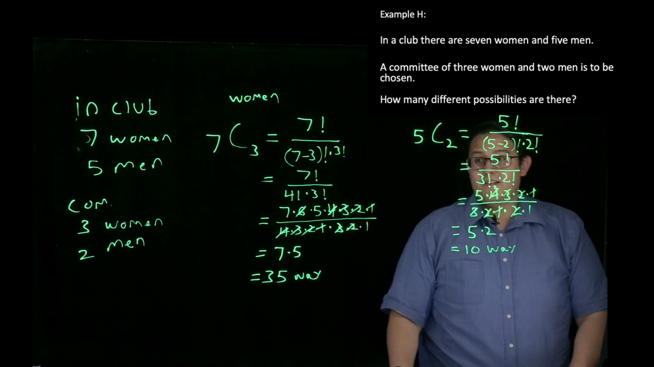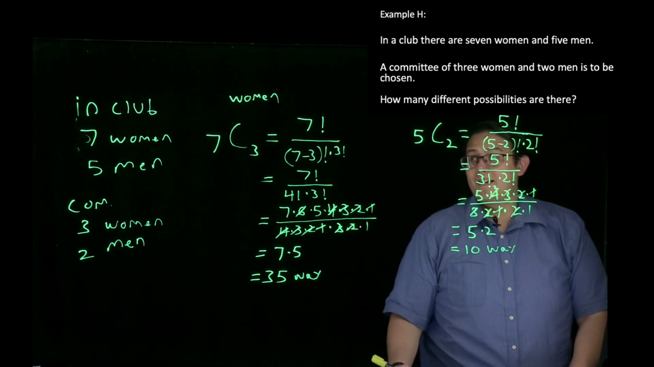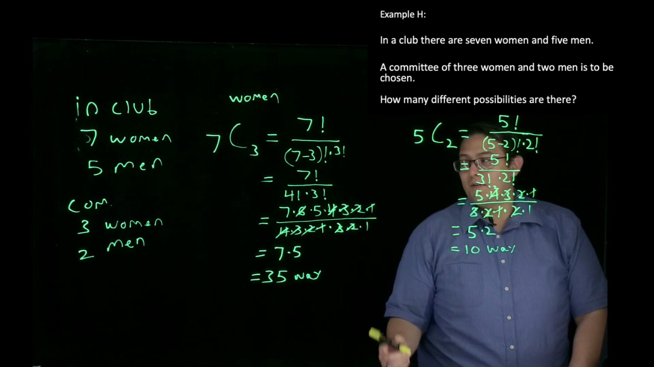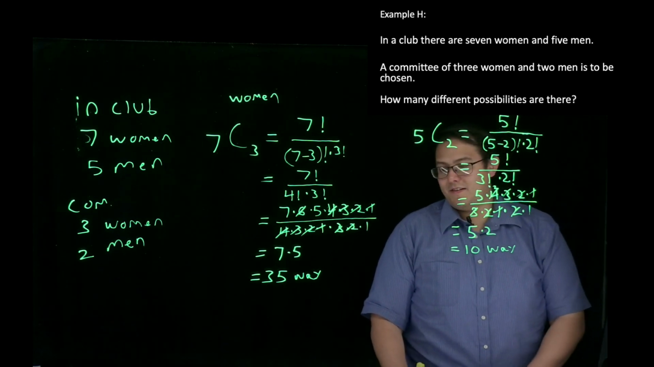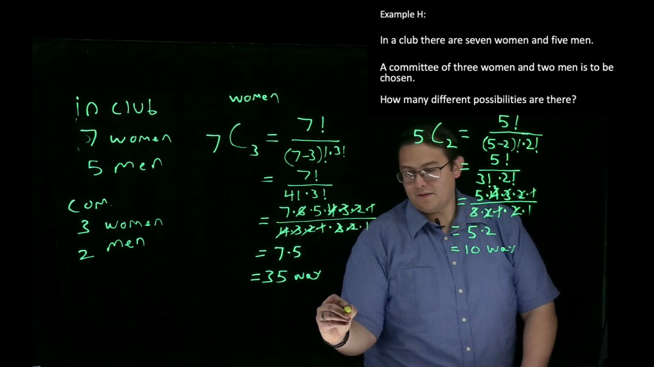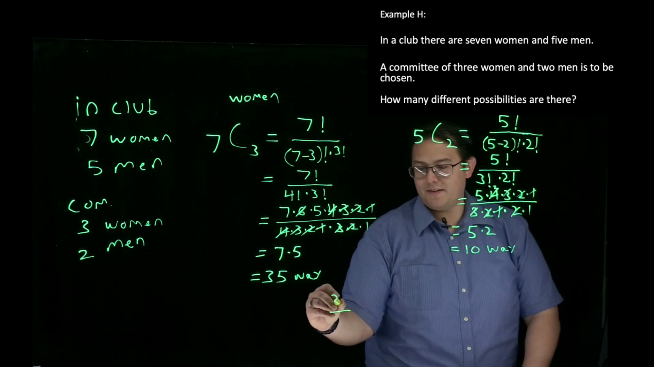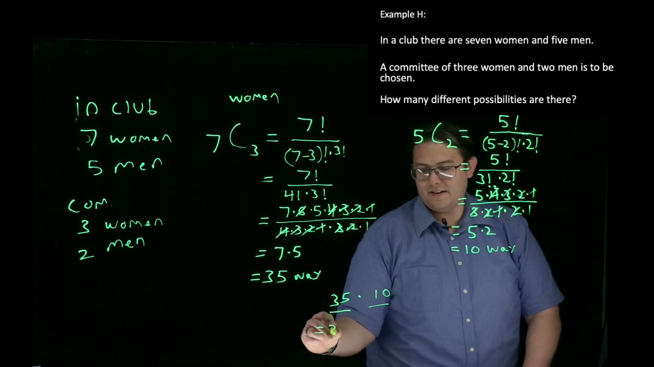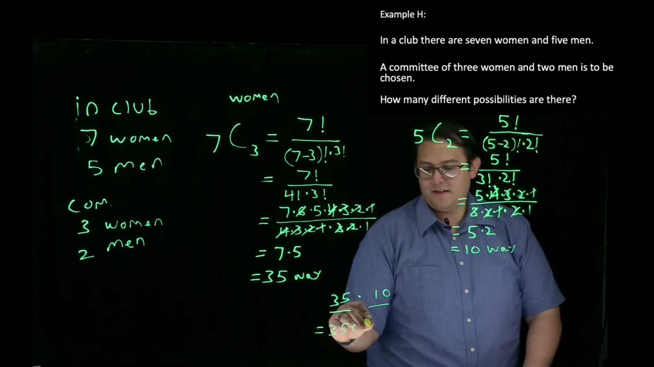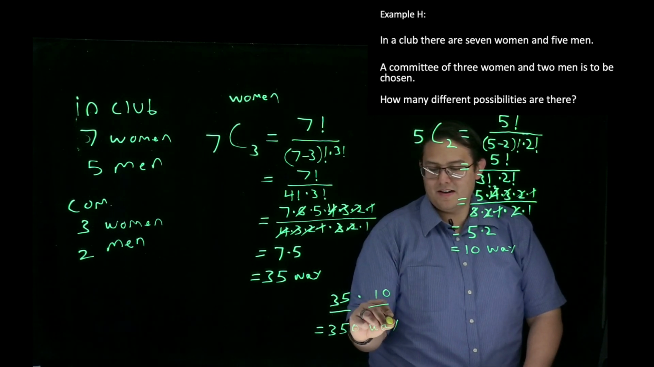So then we want the total number of ways we could get for the committee. All right, so now we need to use the fundamental counting rule. So for the women, there are 35 ways of doing that. And then for the men, there's 10. So if you multiply, you get 350 different ways to form the committee.